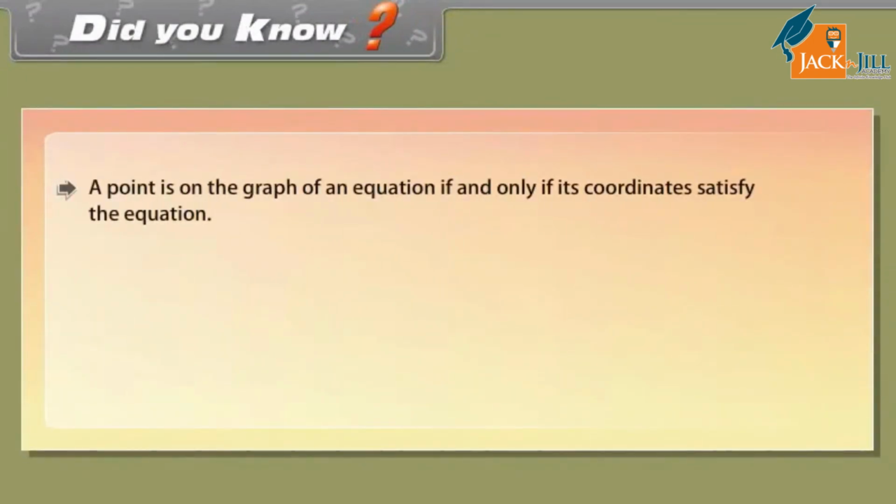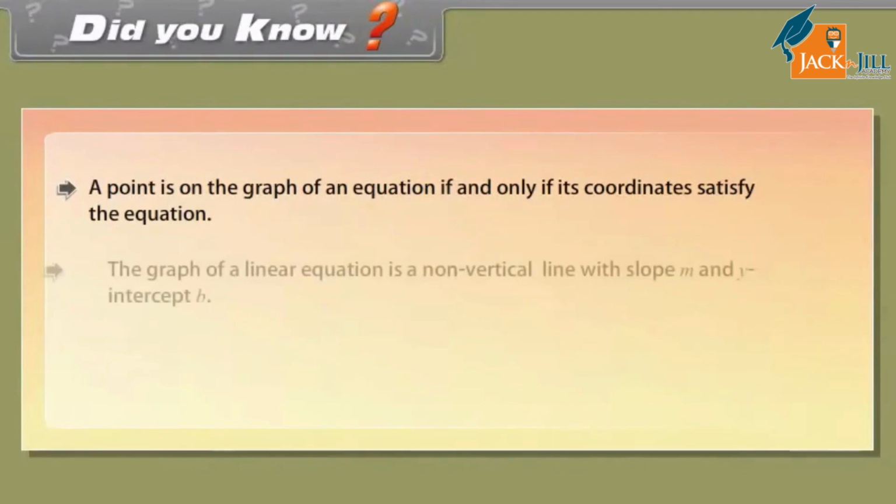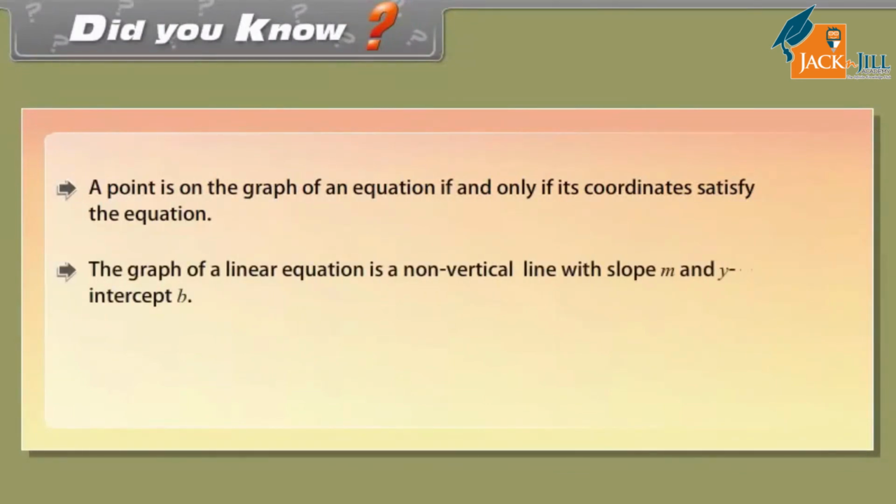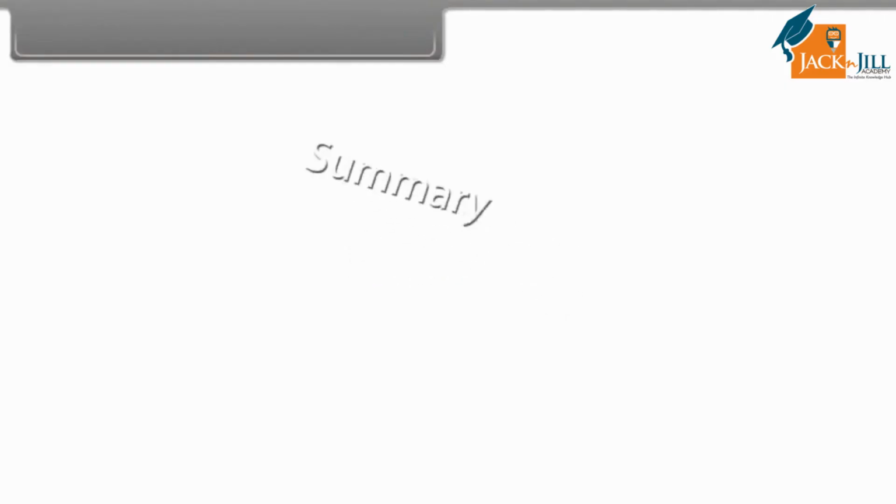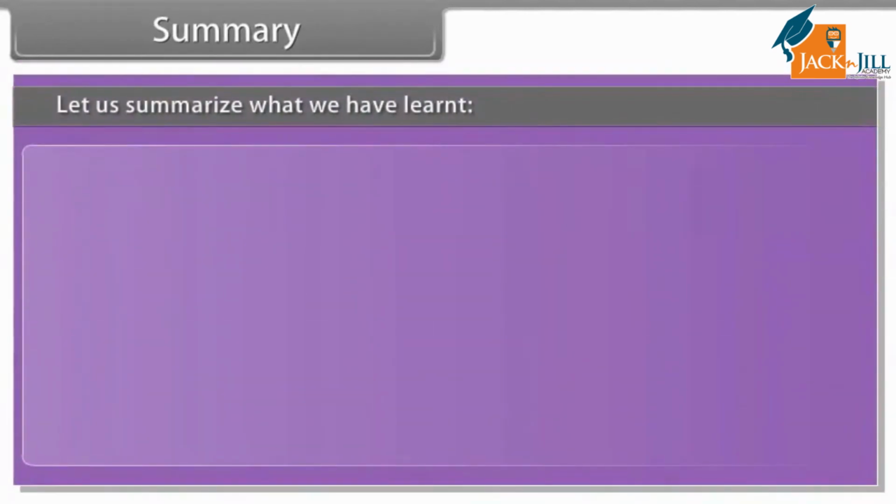Did you know? A point is on the graph of an equation if and only if its coordinates satisfy the equation. The graph of a linear equation is a non-vertical line with slope m and y-intercept b. Summary. Let us summarize what we have learned.